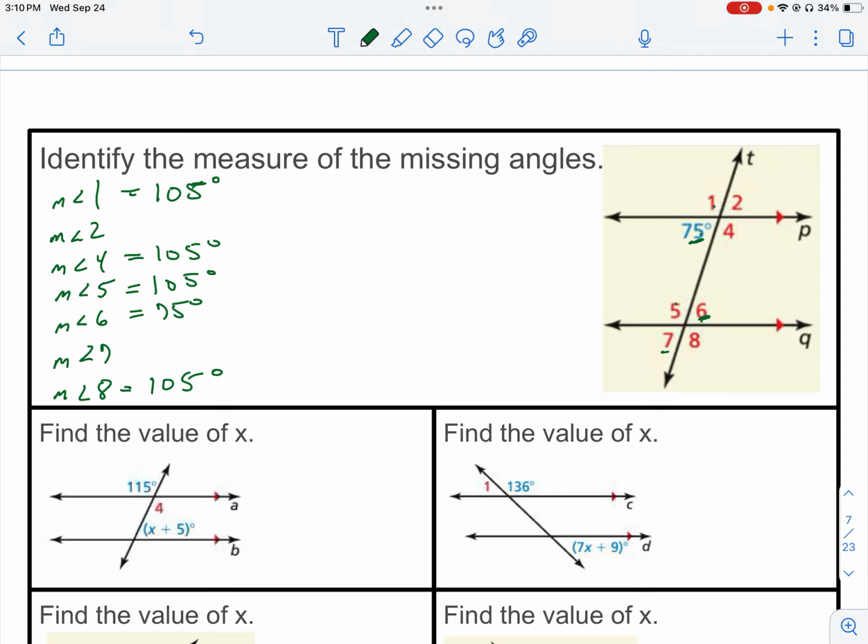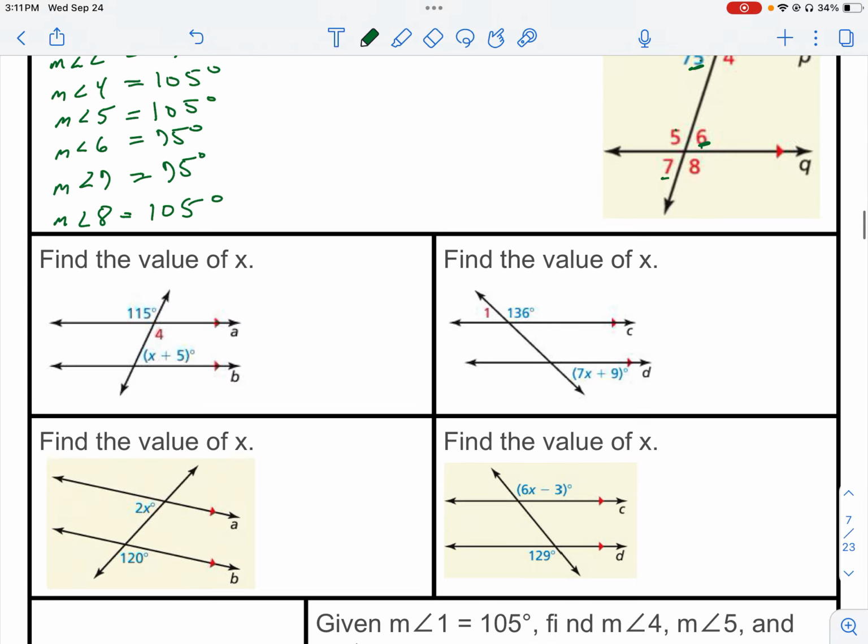Angle 3 and angle 7 are corresponding angles, so they have to be the same. Angle 7 and angle 2 are alternate exterior angles, so they have to be the same. So we've named all of our angles by knowing just one of the angles. That's the power of having parallel lines cut by a transversal, and the power of being able to identify by the name what type of angle we're dealing with.